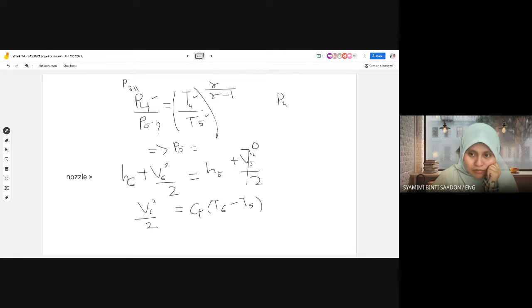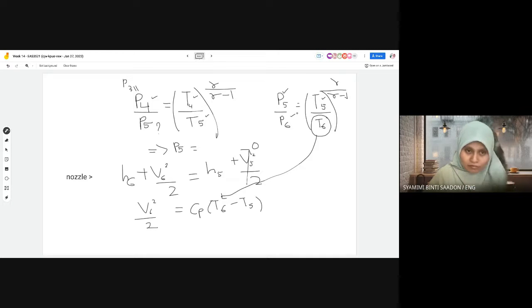Write P5, because the nozzle's function is the same as the turbine, like the diffuser just now. So you can use this one: T6 with gamma minus 1. From here you get T6, and this is the T6 that you are going to use here. P5 is already here, T5 previously, and P6 is the ambient, back to the ambient at the beginning, 35 kilopascal. P6 equals P1, the ambient pressure. So you get T6, you put it here, and you get V6, the velocity at the exit.